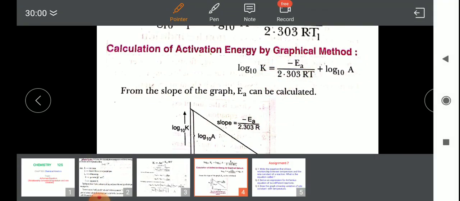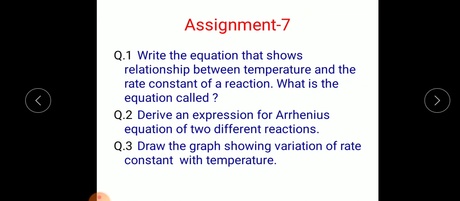Now today's assignment 7. Question 1: write the equation that shows the relationship between temperature and rate constant of a reaction. What is the equation called? Question number 2: derive an expression for the Arrhenius equation for two different reactions. Question number 3: draw the graph showing variation of rate constant with temperature. So complete this assignment and send it to my mail.